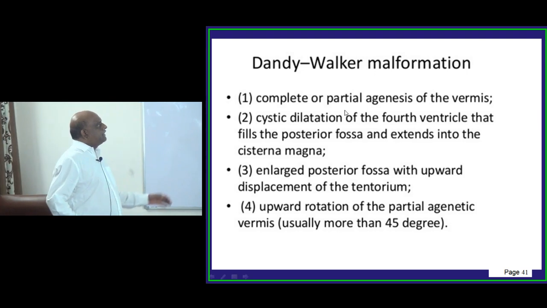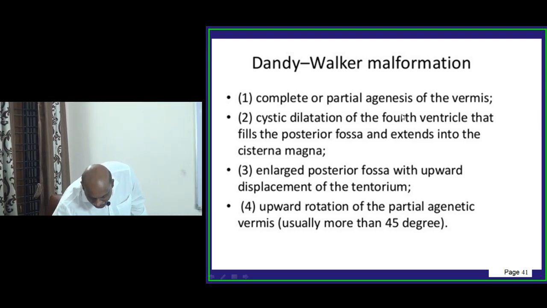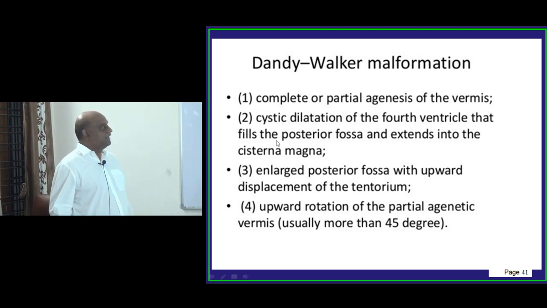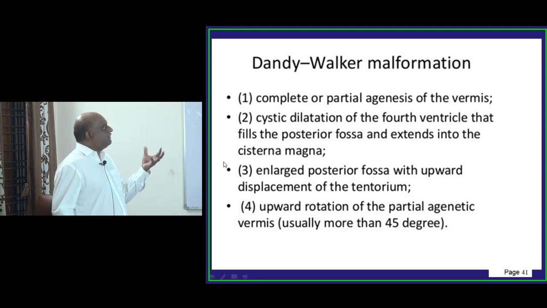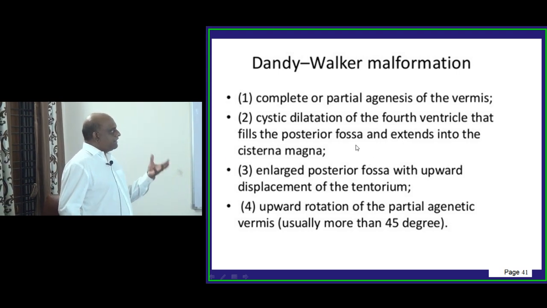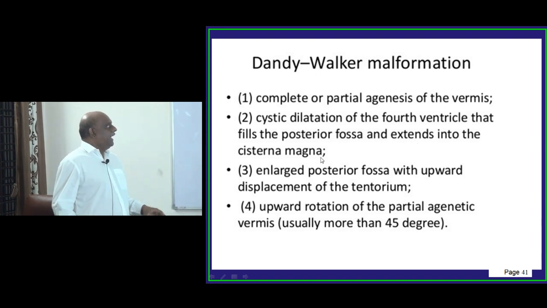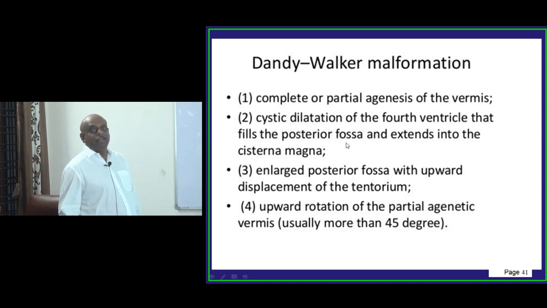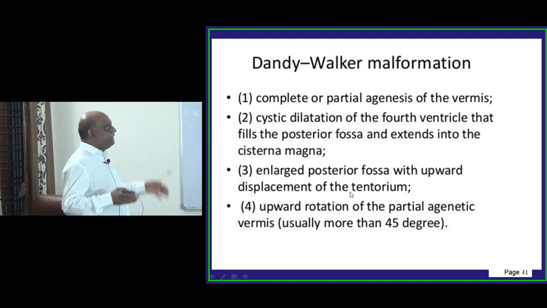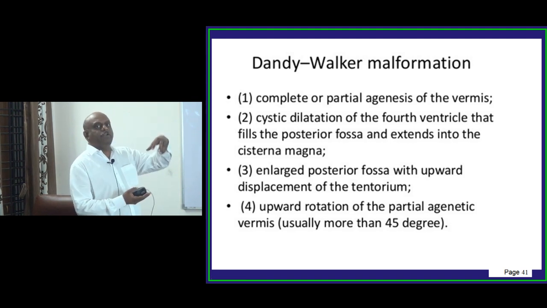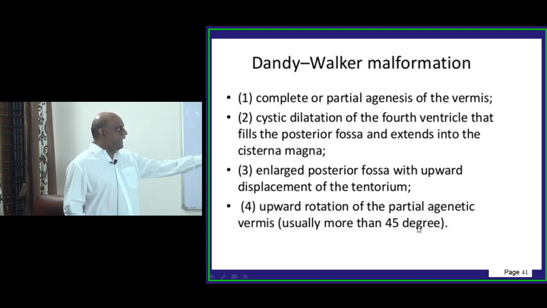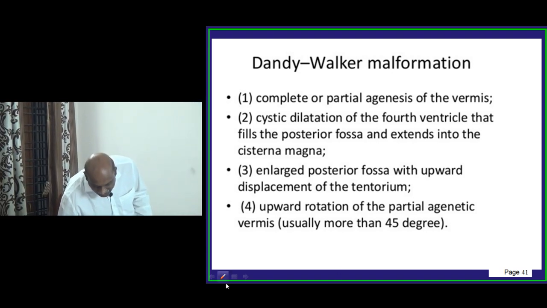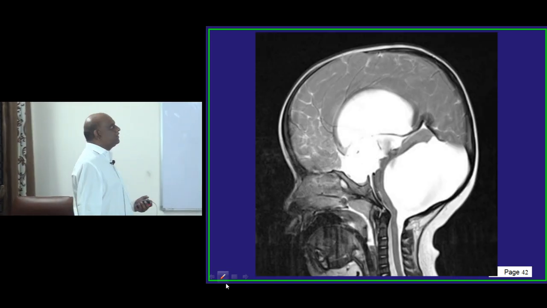Soumi Mandal is asking, what kind of cyst, sir, it is? It is a cystic dilatation of the fourth ventricle that fills the posterior fossa and extends into the cisterna magna. That is the kind of a cyst is what you will finally find. And the posterior fossa becomes enlarged, and there is a displacement of the tentorium cerebelli, and there is an agenetic vermis of the cerebellum, the combination which is called the Dandy-Walker syndrome is what need to be remembered.